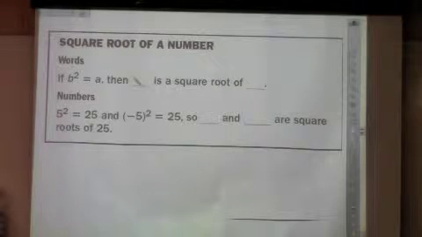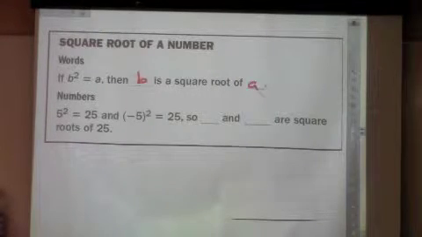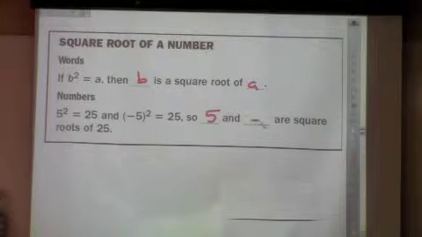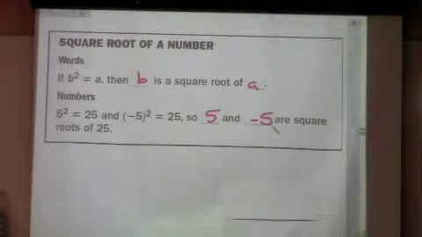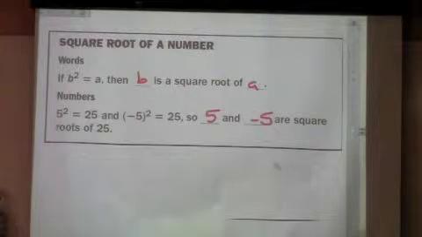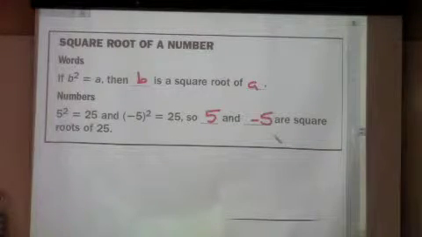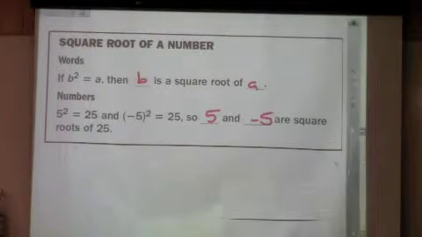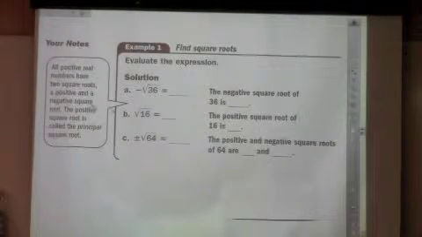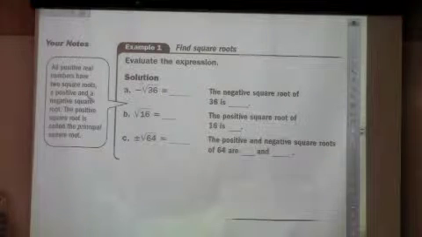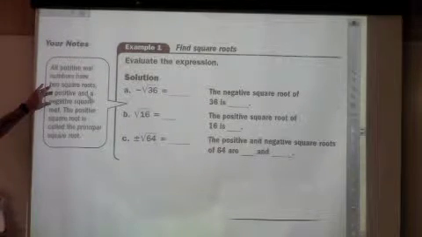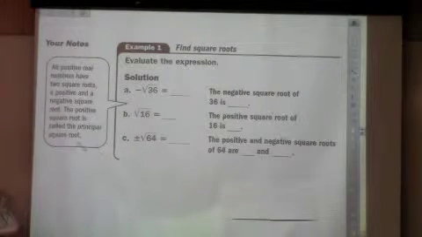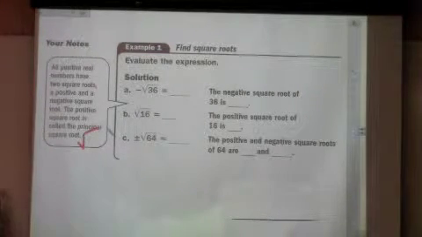So the square root of a number, we just defined it. If b squared equals a, then b is a square root of a, and we use the same example: 5 and negative 5 are square roots of 25. So if in words somebody says, what are the square roots of a number, you should have 2. But here they clarify if you use that symbol. It says all positive numbers have 2 square roots, a positive and a negative. The positive one is called the principal square root, and that's when we use the radical symbol.